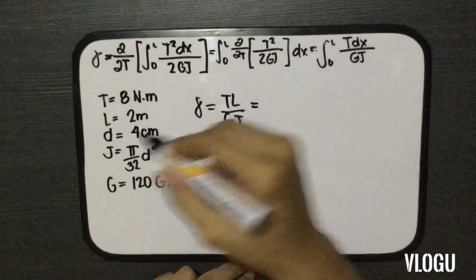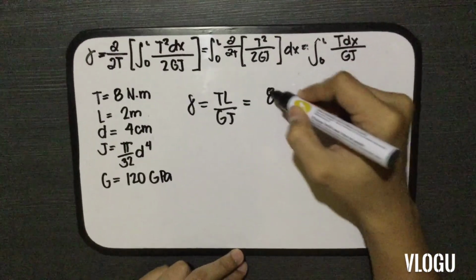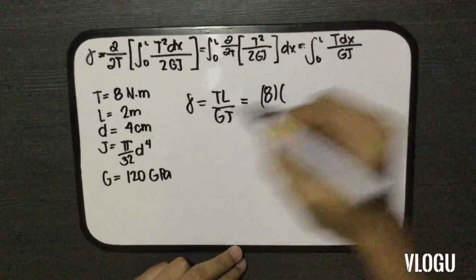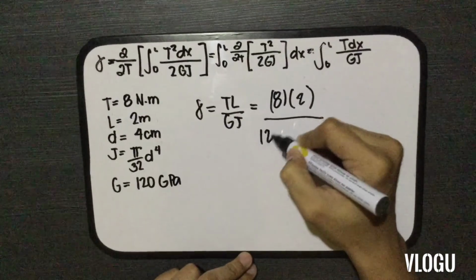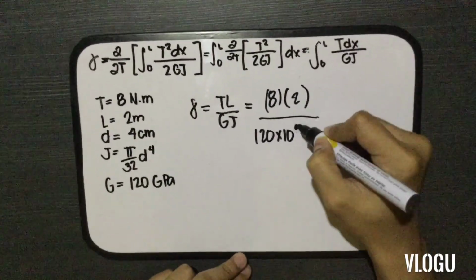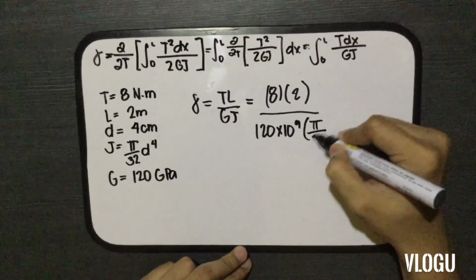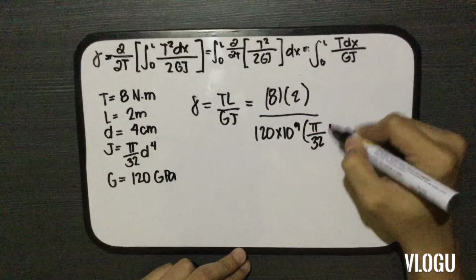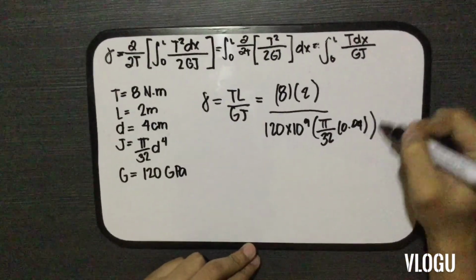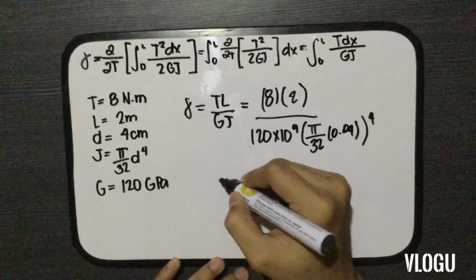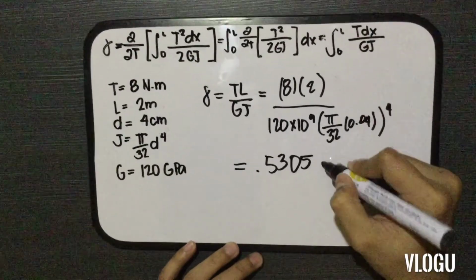And by substituting the given values, we have torque is equal to 8 times our length is equal to 2 all over our G is equal to 120 gigapascal times our J, which is equal to pi over 32 times our diameter raised to 4. So deflection is equal to 5305 millimeters.